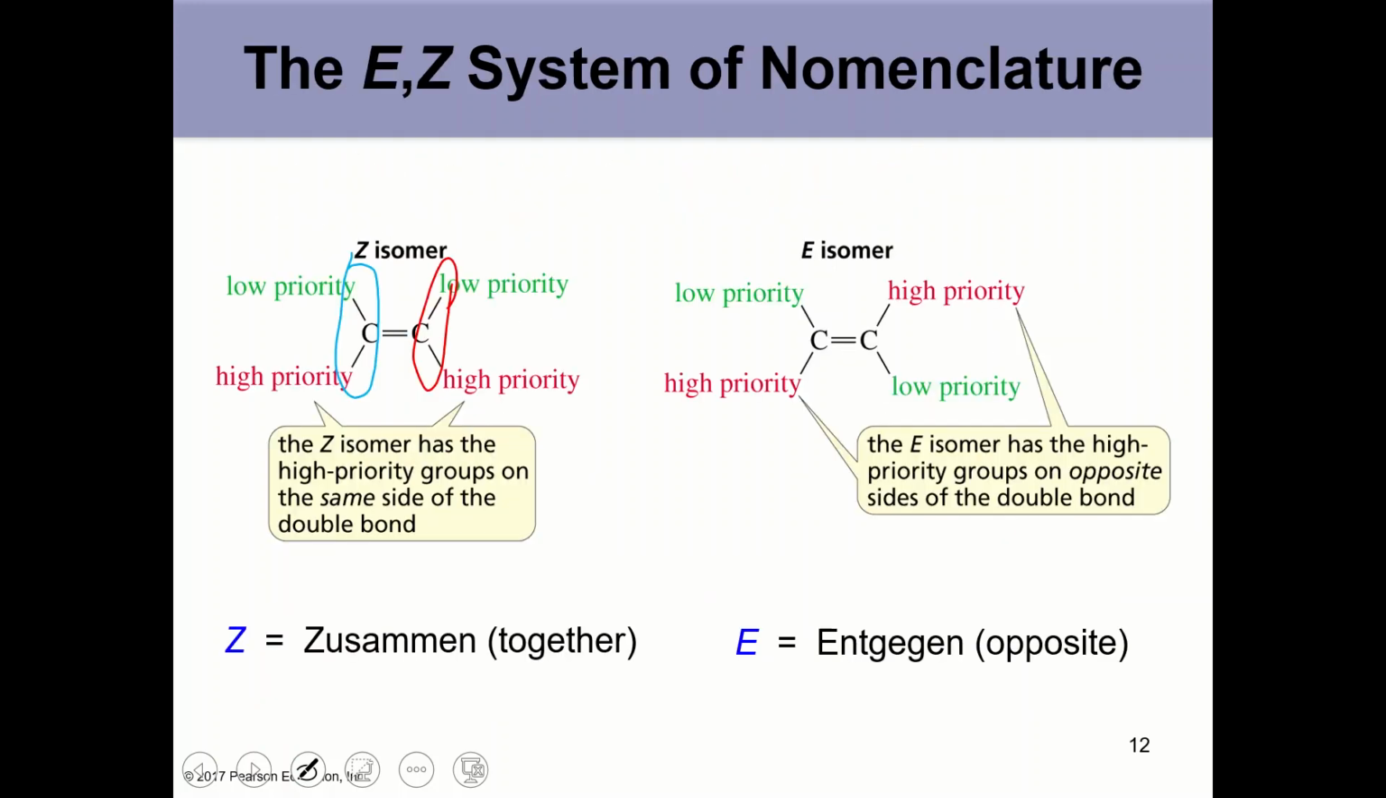Okay, so going back, what does high and low priority mean? The priority is assigned according to atomic number. Highest atomic number, highest priority.